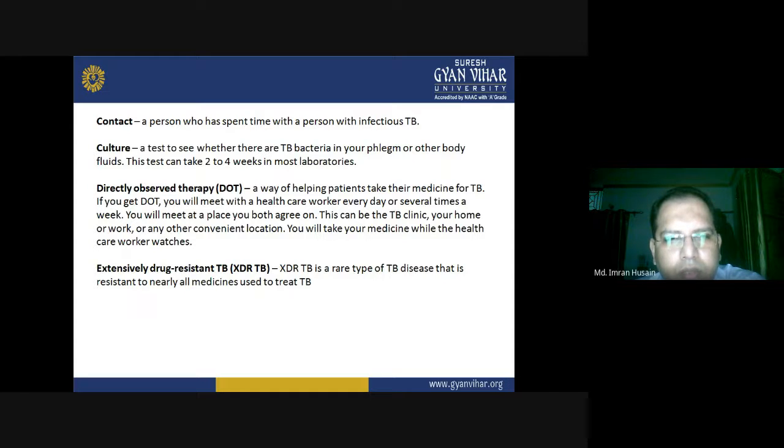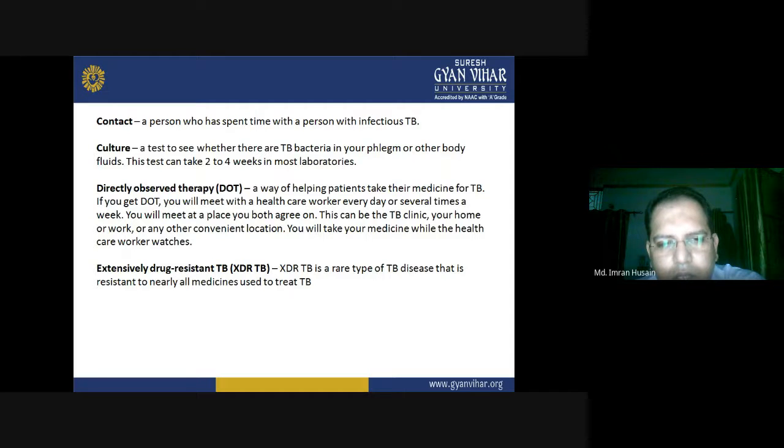Directly observed therapy (DOT): a way of helping patients take their medicine for TB. If you get DOT, you will meet with the healthcare worker every day or several times a week. You meet at a place you both agree on. This can be a TB clinic, your home or work, or any other convenient location. You will take your medicine while the healthcare worker watches.